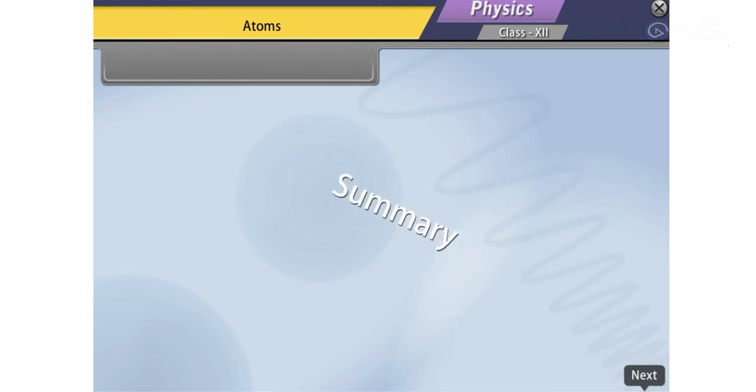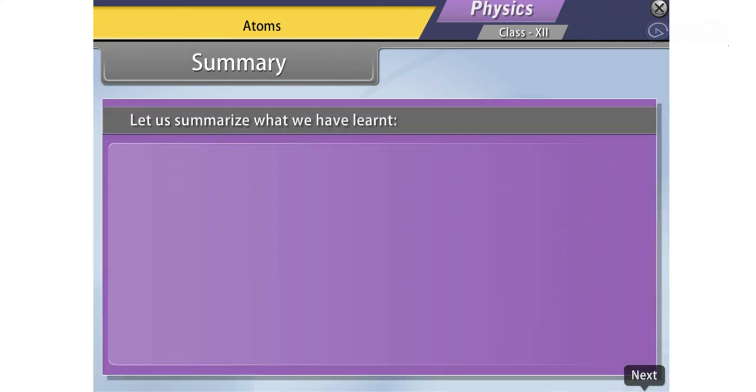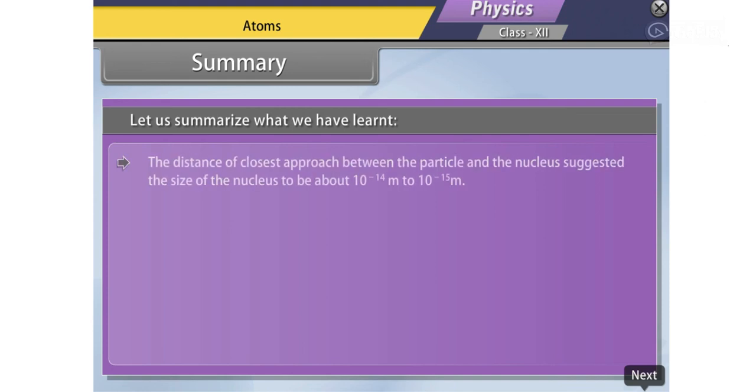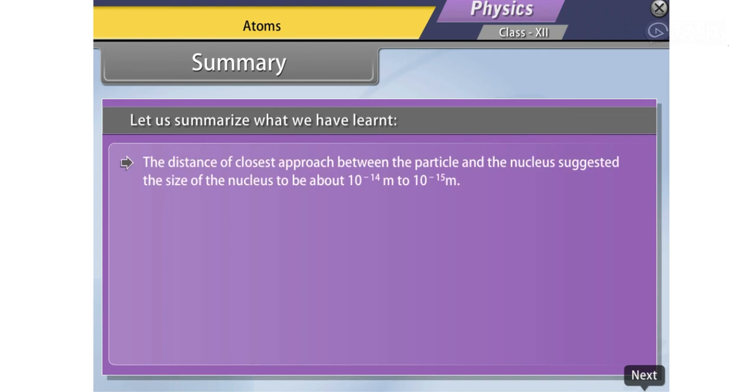Summary. Let us summarize what we have learned. The distance of closest approach between the alpha particle and the nucleus suggested the size of the nucleus to be about 10 raised to the power minus 14 meter to 10 raised to the power minus 15 meter.